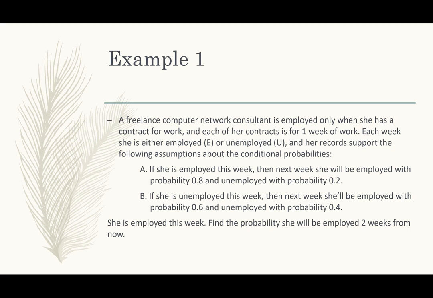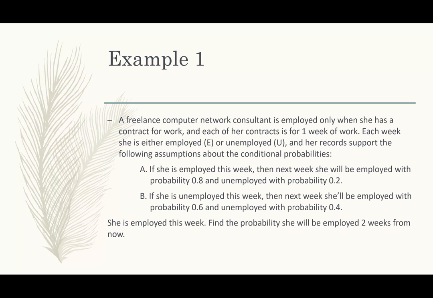But if she's unemployed this week, then next week she'll be employed with probability 0.6 and unemployed with probability 0.4. So if she's unemployed this week, it doesn't guarantee that she's employed or unemployed next week. We don't know. But the probability of her finding a contract is 0.6 for next week, and 0.4 probability she won't. So this makes sense, right? If she's employed, she has a pretty good chance of getting another contract next week. But if she's unemployed, her chances of getting a job next week are a little bit slimmer. And this could vary from week to week.